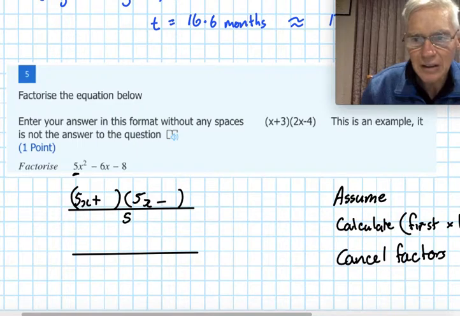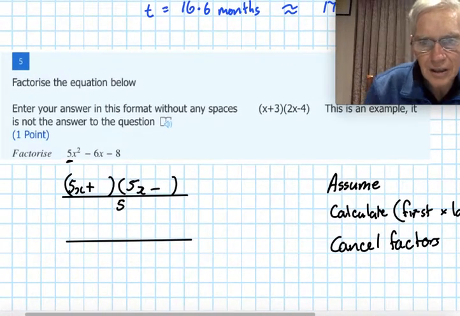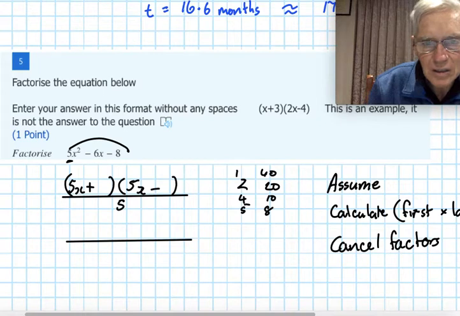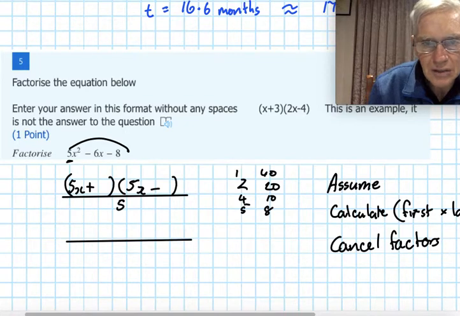Then we calculate the first times the last. So the first times the last in each bracket. We're going to do 5 times 8, 40. So it's 1 times 40, 2 times 20, 4 times 10, 5 times 8. And one's plus, one's minus, we've got a difference of 6. So 10 minus 4 is 6, but I want negative 6, so it's going to be 4 minus 10.